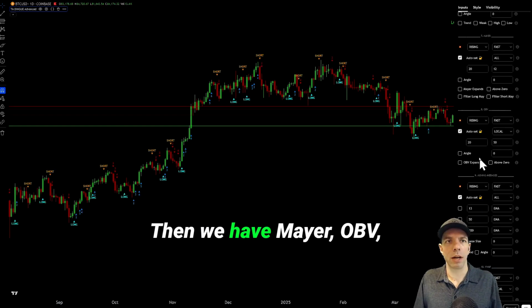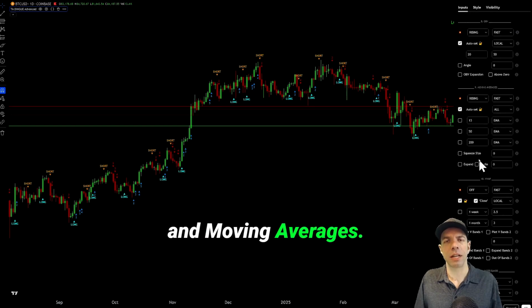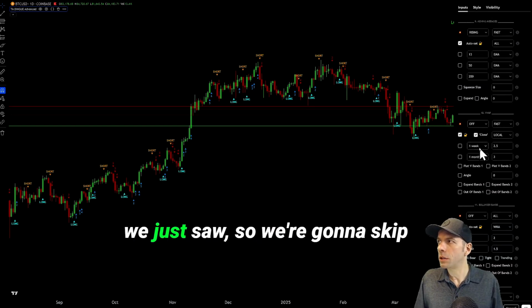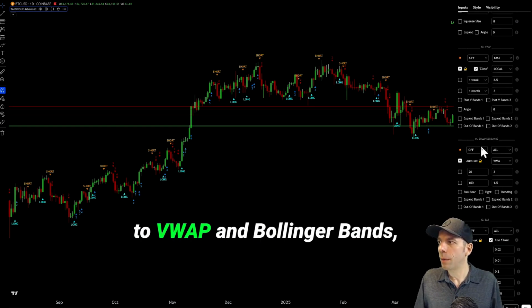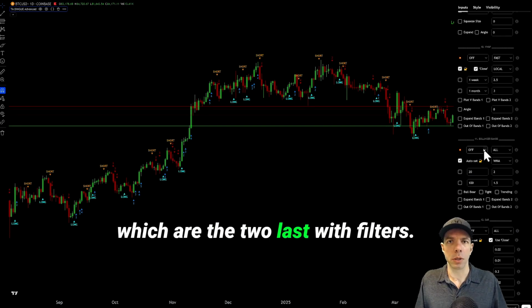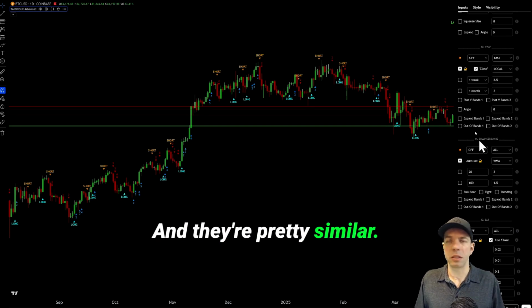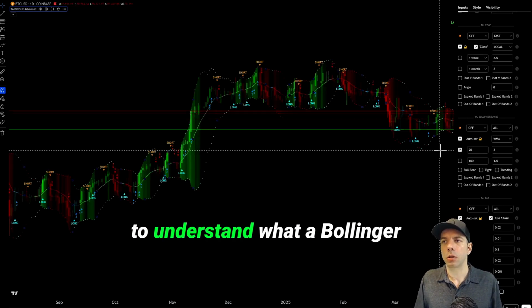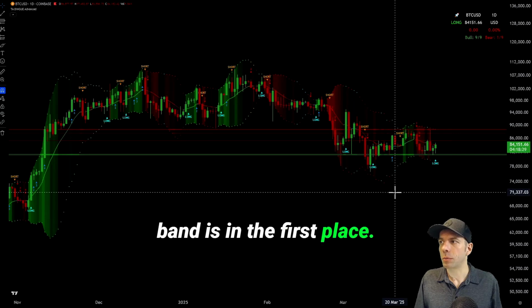Then we have Mayer, OBV, and moving averages. Those are pretty similar to what we just saw. So we're going to skip to VWAP and Bollinger Bands, which are the two last with filters, and they're pretty similar. So let's plot one of the bands to understand what a Bollinger Band is in the first place.